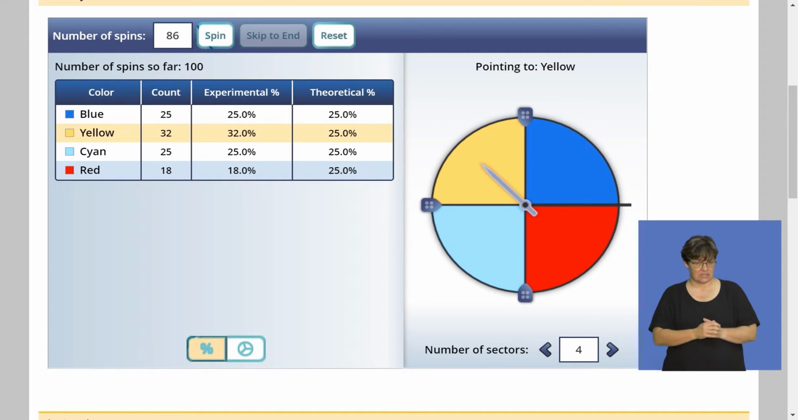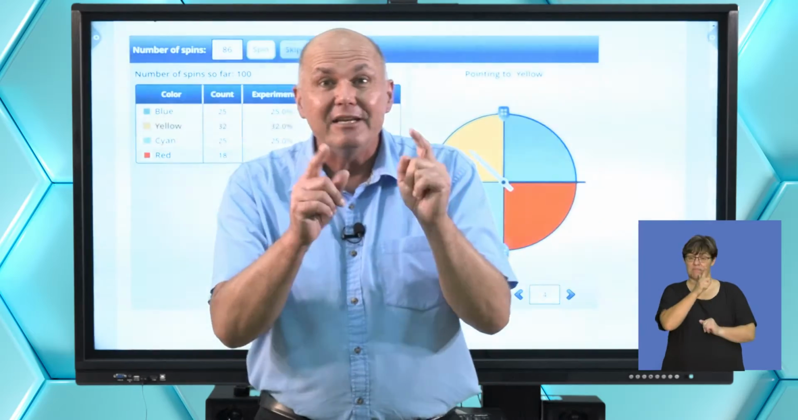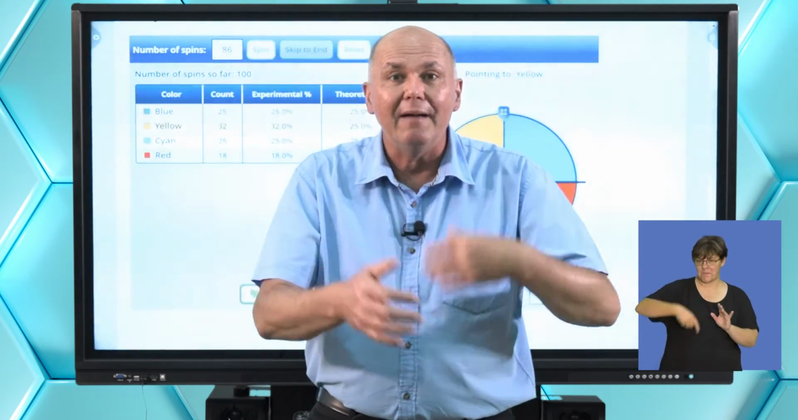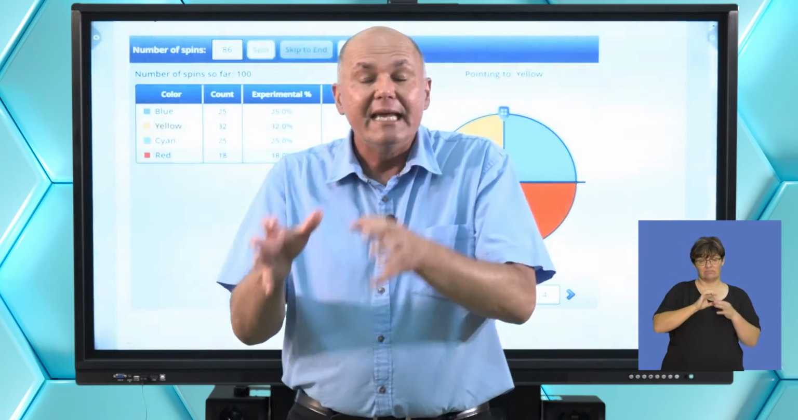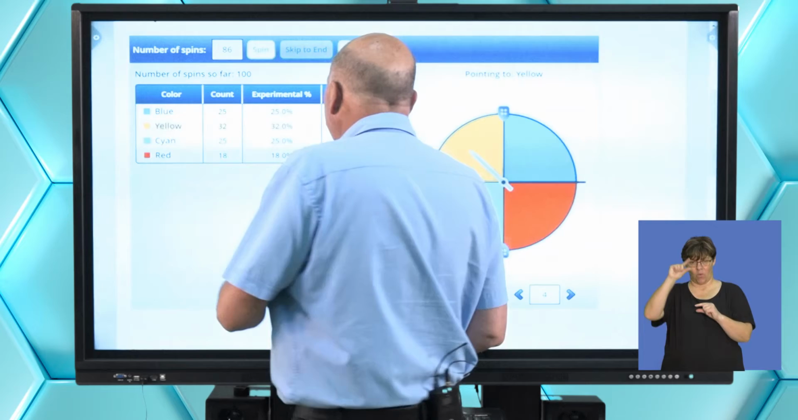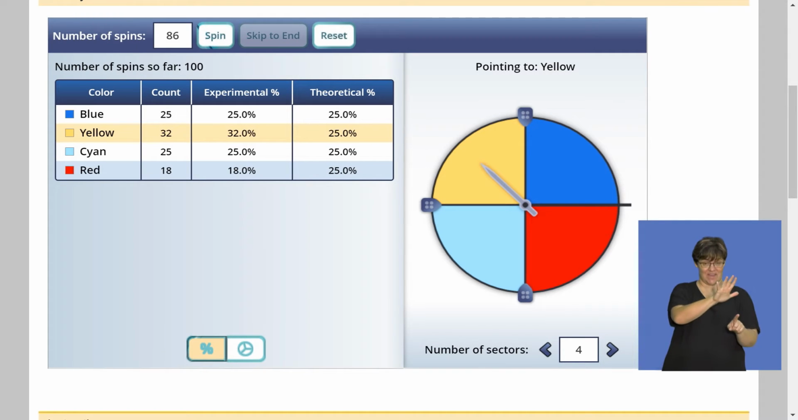And what do you notice? Look carefully at these results, because the more times we spin the spinner, the closer the relative frequency is getting to the theoretical probability. Look, the blue count is at 25. So 25 out of 100 is 25%. It's exactly what our probability predicted. The cyan was also 25 times out of the number of spins, so it's also 25%. The difference is that it's not quite perfect for the yellow and the red.